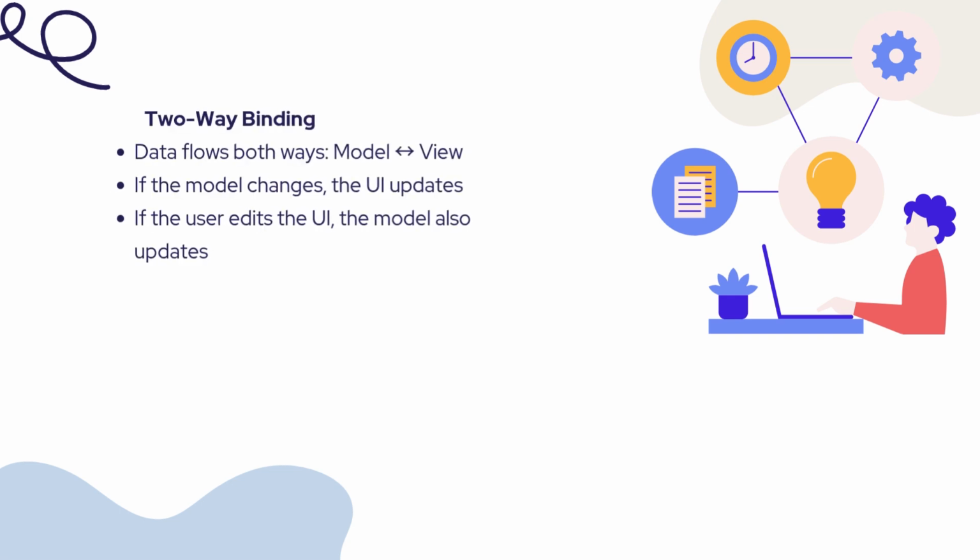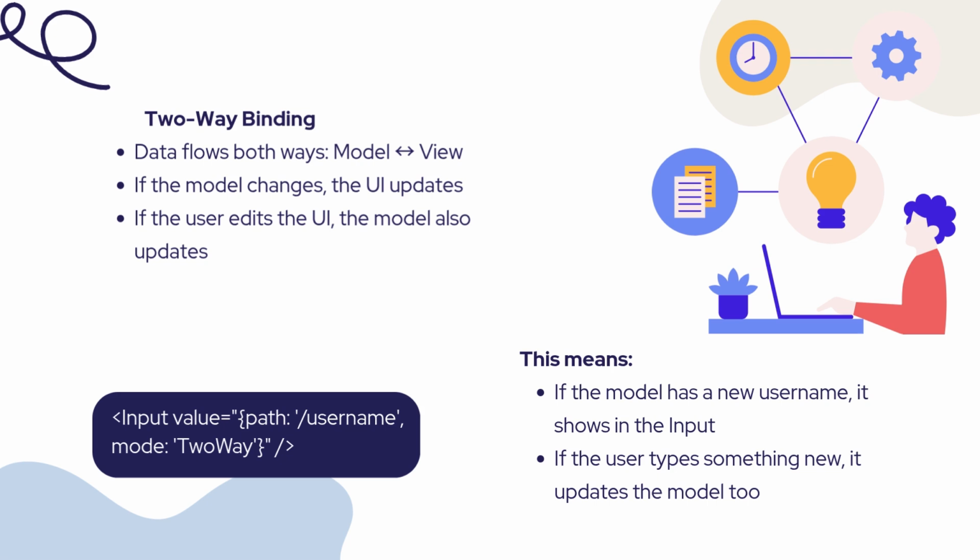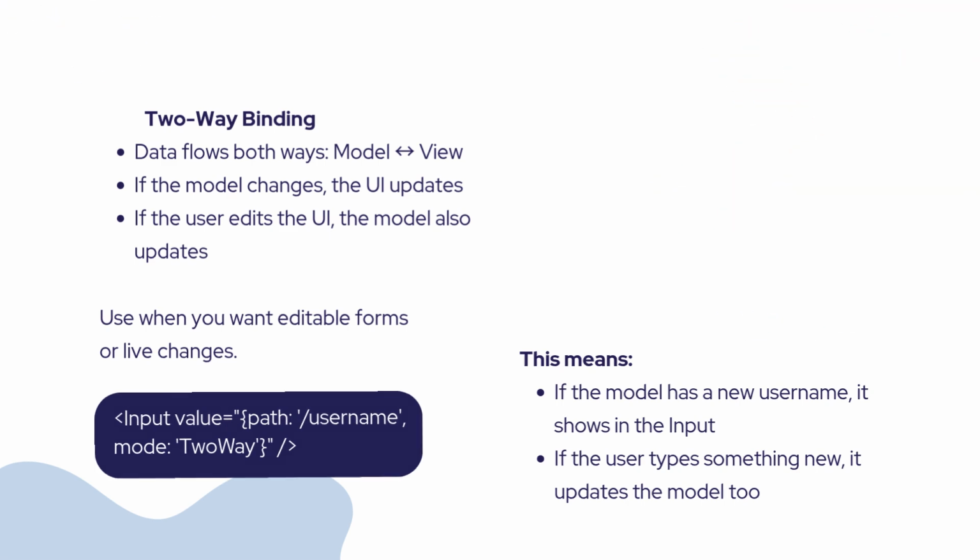Now, the other one is two-way binding. Two-way binding means data flows both ways, from model to view and from view to model. If the model changes, your UI updates. If the user edits something in the UI, the model also updates. See in the example, this is super useful for forms like user profile edit screens, where changes in the UI should be saved back to the model automatically.